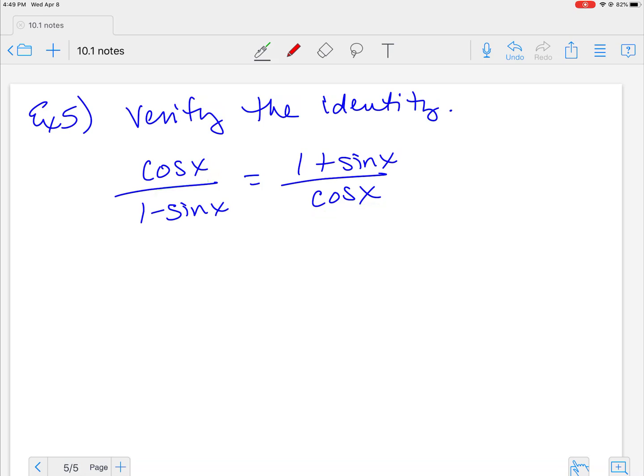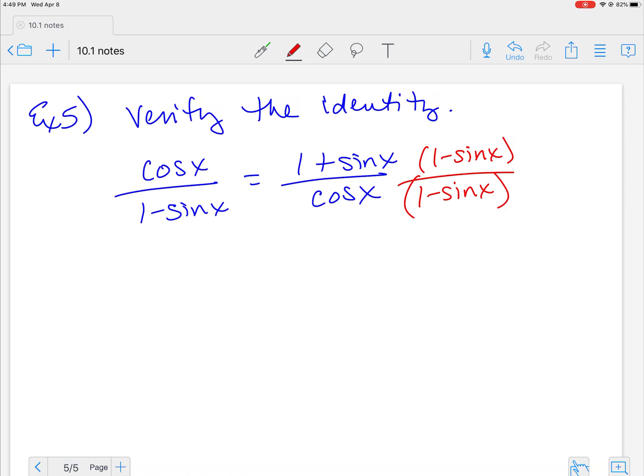Honestly, this one is pretty much the same on both sides. So here's the kicker to this one, and here's what the thought process is. I have this one plus sine and this one minus sine, and then a cosine and a cosine. Well, the cosines are the same. But anytime you have this one plus or one minus, you need to be thinking about the conjugate there, right? Or the difference of squares or whatever you want to say.